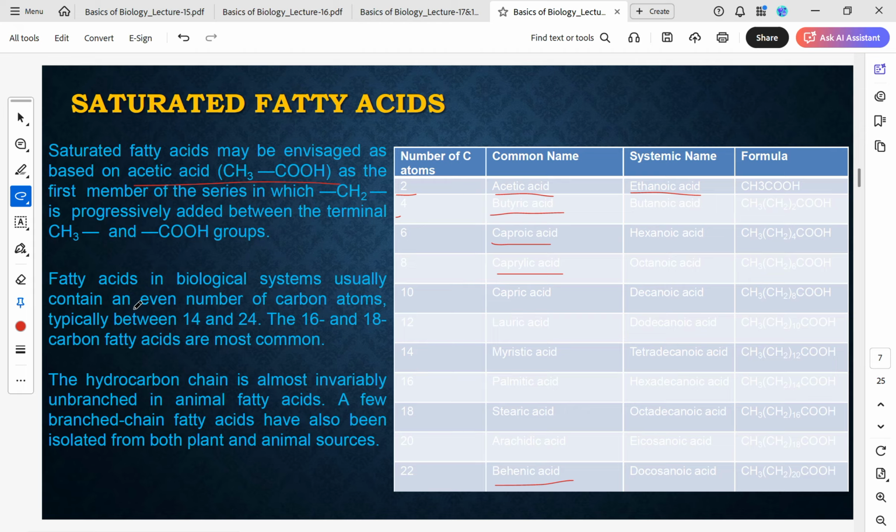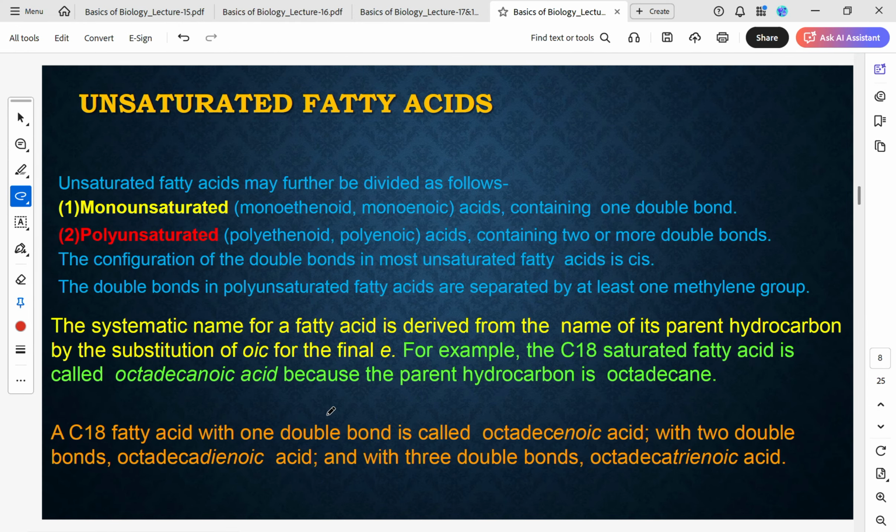Okay, so usually in biological systems, fatty acids are present in even number of carbons between 14 and 24, and 16 and 18 carbon fatty acids are most common: palmitic acid or stearic acid, or hexadecanoic acid or octadecanoic acid. The hydrocarbon chain is mostly unbranched in animal fatty acids, but there are certain branched forms found in plants and animal sources.